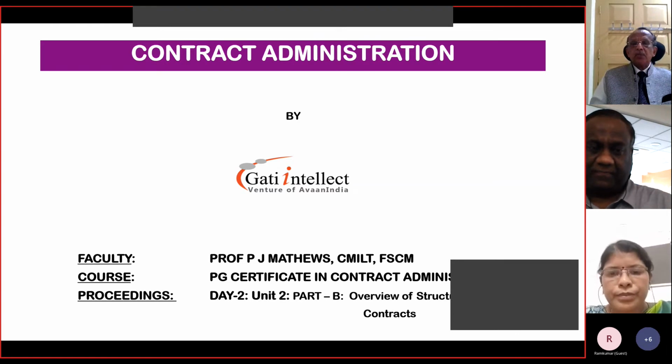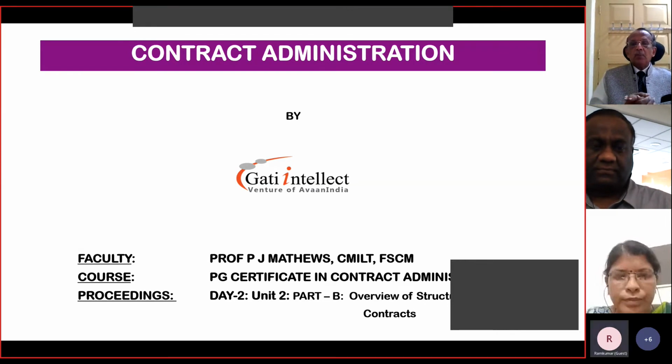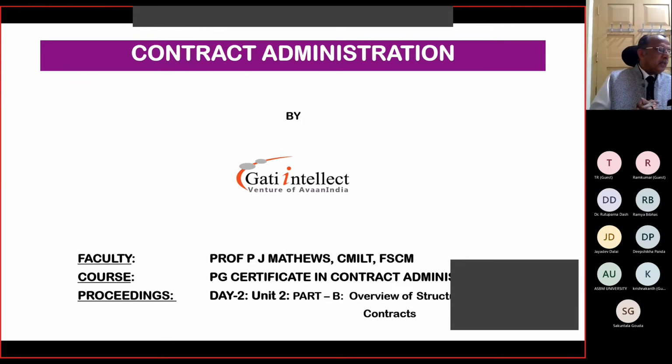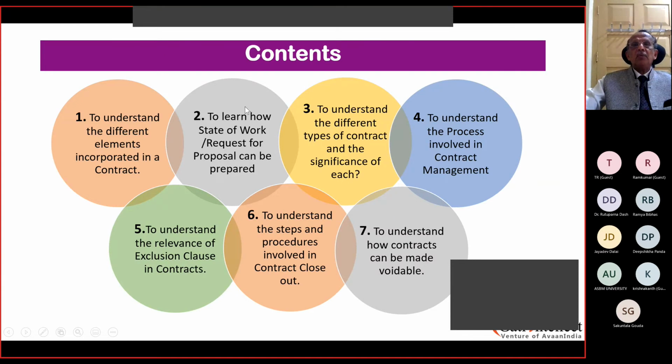So today we have 2 sessions. The first one is what we left out yesterday. So what we are going to see is the second part of the overview of contract structures. Now you're going to see more of the contracts. So let's see what all we are going to see to understand the different elements incorporated in the contract.